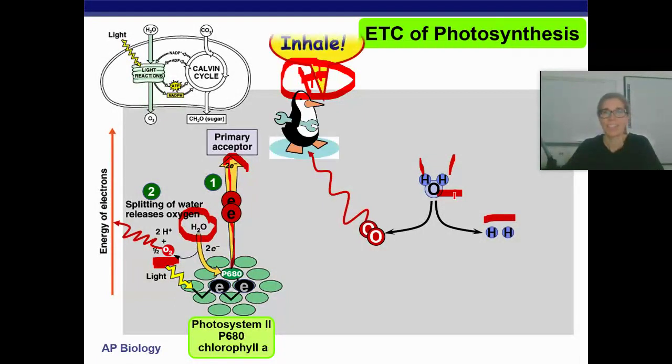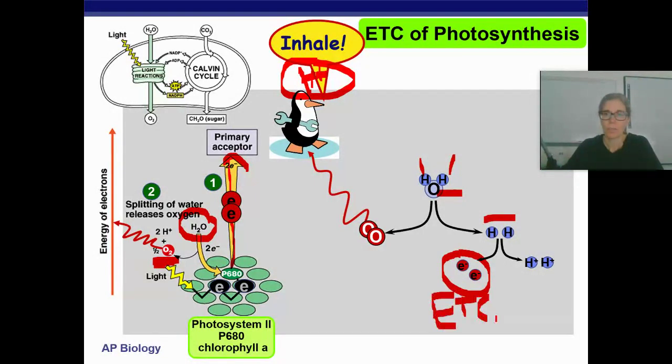So the oxygen goes away. That's good for us. And the hydrogens, remember, are made out of both electrons and protons. These will go through the electron transport chain, and these will go inside the thylakoid membrane. So here's the thylakoid membrane in the chloroplast, and this is where the hydrogens will build up, the protons, the hydrogen ions.